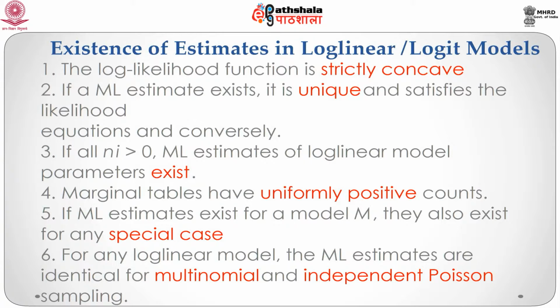Finally, for any log linear model, the ML estimates mu hat are identical for multinomial and independent Poisson sampling, and those estimates exist in the same situation. For details of these results, you are referred to the discussion on empty cells and sparseness in modeling contingency tables in the book by Regression.